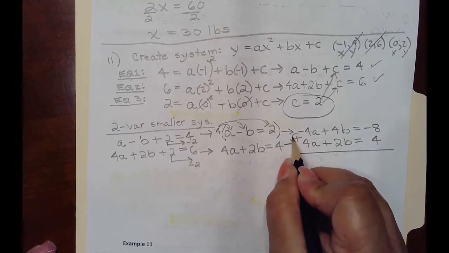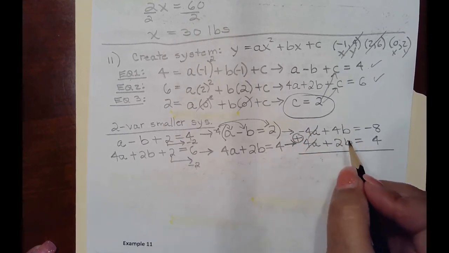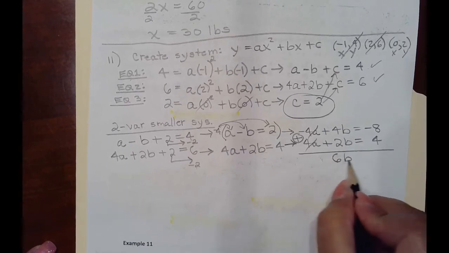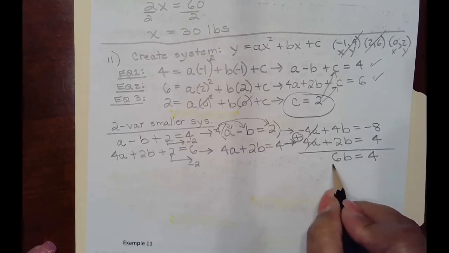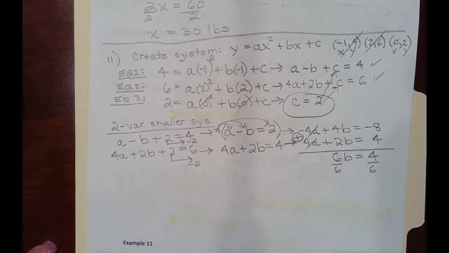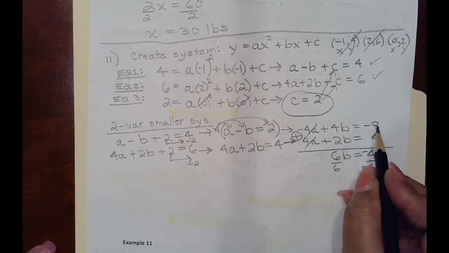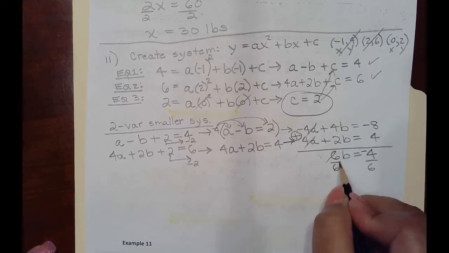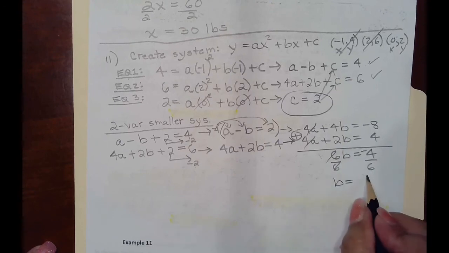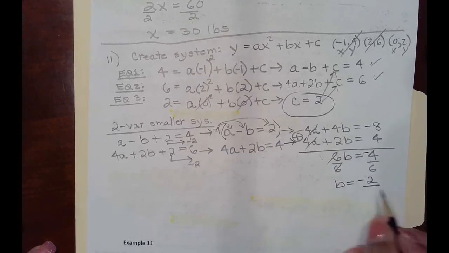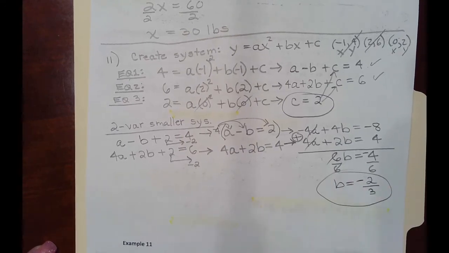Okay, combining these two together, negative 4 plus 4, those would cancel. 4b plus 2b is 6b. And then negative 8 plus 4 is 4. Dividing both sides by 6. And I believe this is a negative right here because negative 8 plus 4 is negative 4. That would cancel. And then this reduces. 2 goes into the top twice and 2 goes into the bottom 3 times. So I have that.